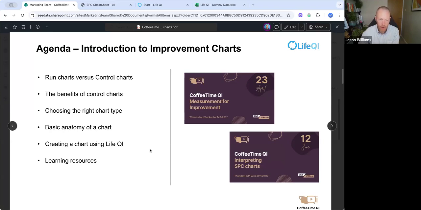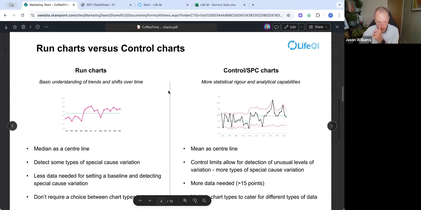Okay, as you can see, we've got the agenda on the left-hand side there. Got a few slides we're going to work through to cover those topics, and then we're actually going to jump into Life QI itself, the software, and work through creating a chart. But let's dive into the first topic for today: run charts versus control charts. First of all, I'm going to use the terms control charts and SPC charts interchangeably. So similar terminology for the same thing. But distinct from that, we're going to talk about run charts, run charts or control charts, basically.